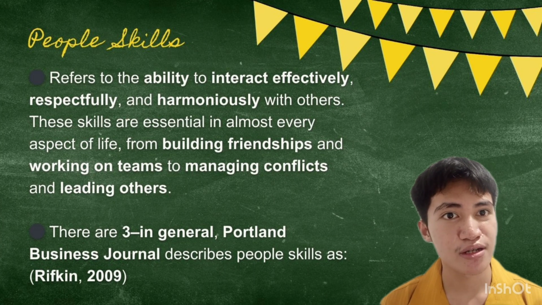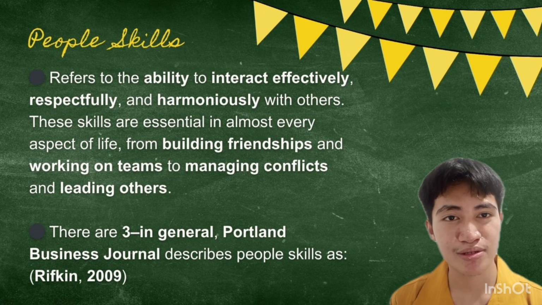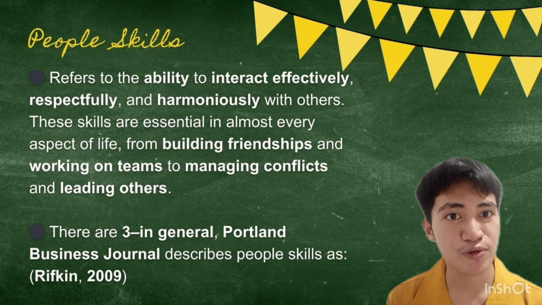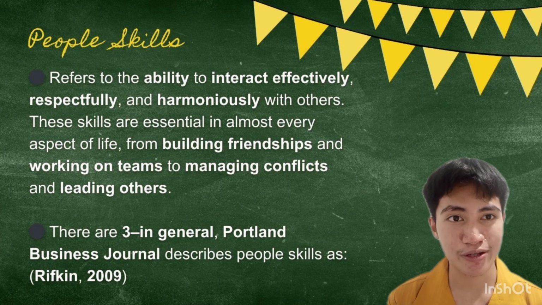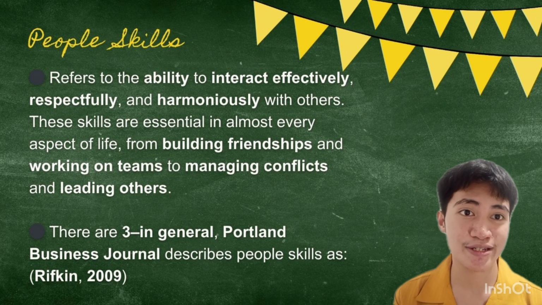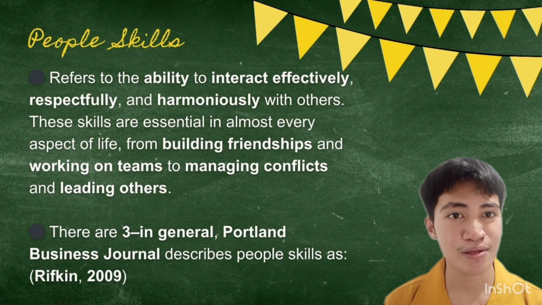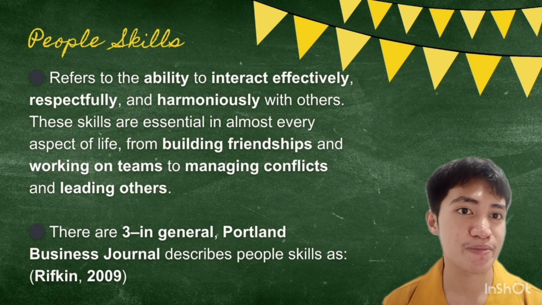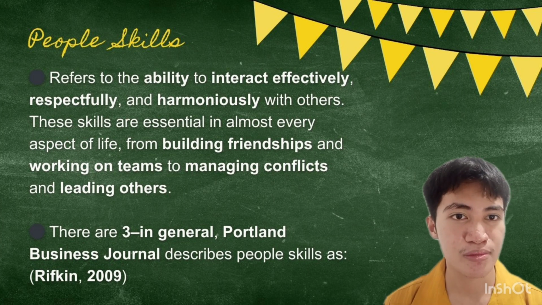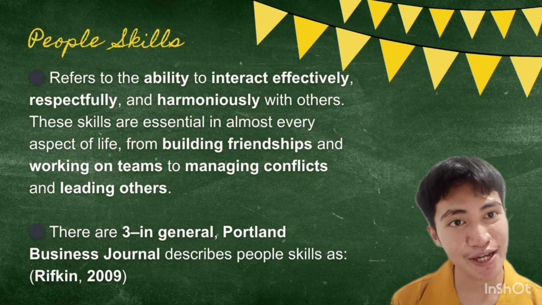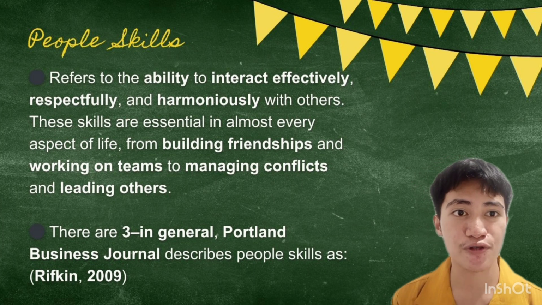The first is personal effectiveness. It is the way you present yourself and manage yourself with others. Example: you speak politely, listen actively, and show respect in conversations. Number two, interaction ability. It is the way you understand and respond to other people's behavior and feelings. An example scenario: you can tell when a classmate is upset and you know how to comfort or cheer them up.